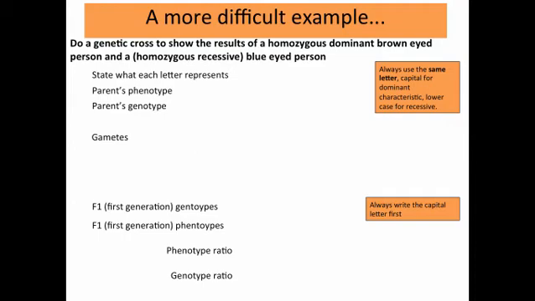If we imagine that they're going to have children, then you use this type of genetic cross to find out the probability of them having children with blue eyes or brown eyes.